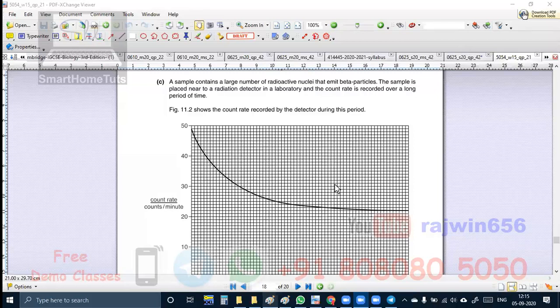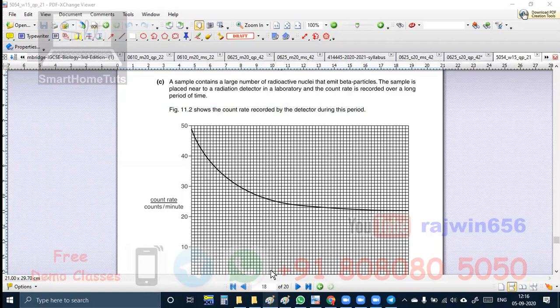Okay, look at this question based on half-life and background radiations. A sample contains a large number of radioactive nuclei that emit beta particles. The sample is placed near a radiation detector in a laboratory and the count rate is recorded over a long period of time. This is the graph that is given to us. Figure 11.2 shows the count rate recorded by the detector during this period.